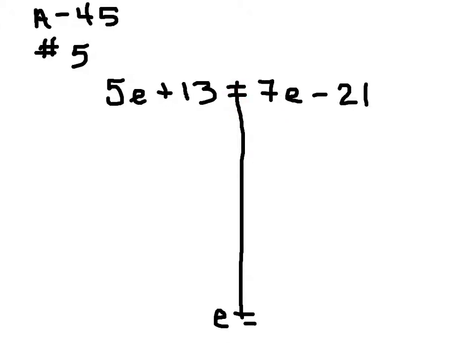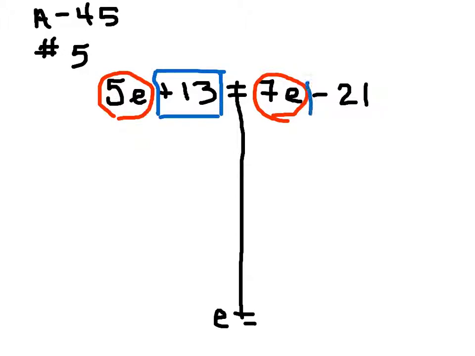So the first thing I'm going to do is go ahead and choose a different color. And I'm going to put circles around all my terms that have e's in them. That's those two. And then I'm going to put blue squares around anything that doesn't have an e in it. That's a constant. So I've separated, and I'm going to start by collecting up my like terms.